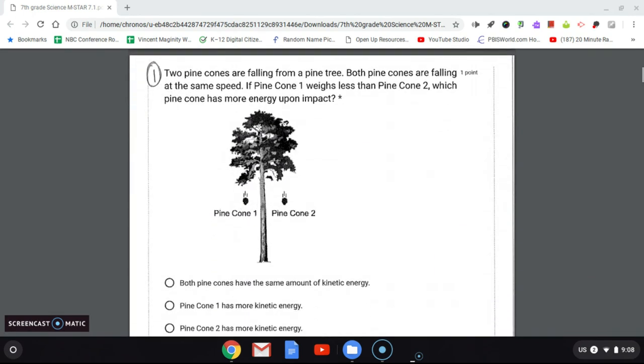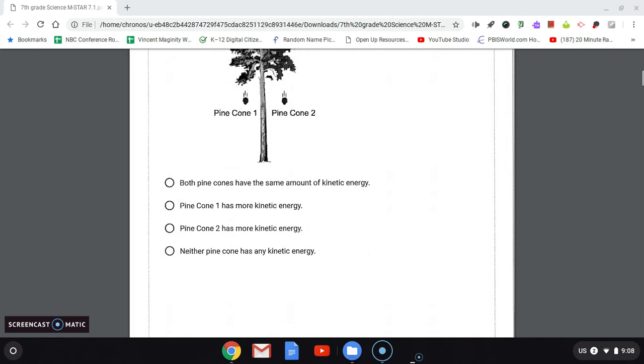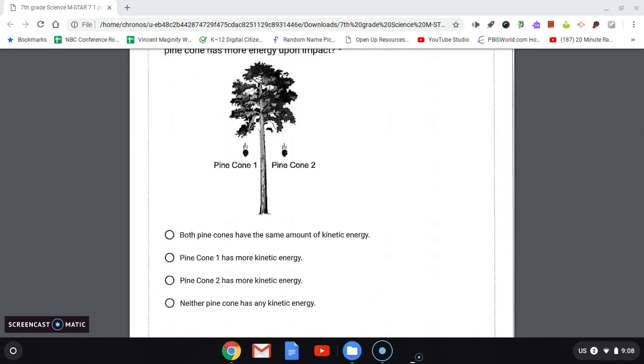Question number 1. 2 pine cones are falling from a pine tree. Both pine cones are falling at the same speed. If pine cone 1 weighs less than pine cone 2, which pine cone has more energy upon impact? Both pine cones have the same amount of kinetic energy. Pine cone 1 has more kinetic energy. Pine cone 2 has more kinetic energy, or neither pine cone has any kinetic energy. So again, I would hit pause right here so that you can think about your answer and then hit play when you're ready to move on.